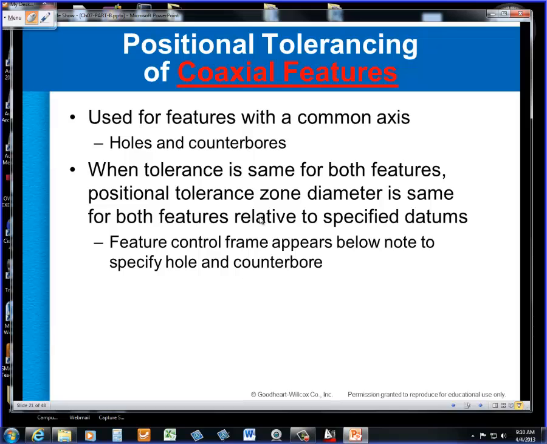Coaxial features, anything that has a common axis like holes and counterbores. When a tolerance is the same for both features, the positional tolerance zone diameter is the same for both features relative to specified datums. So the feature control frame appears below the note.